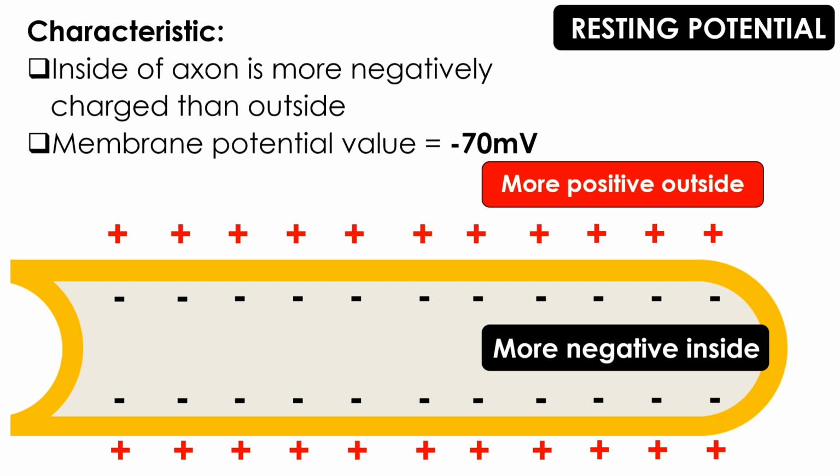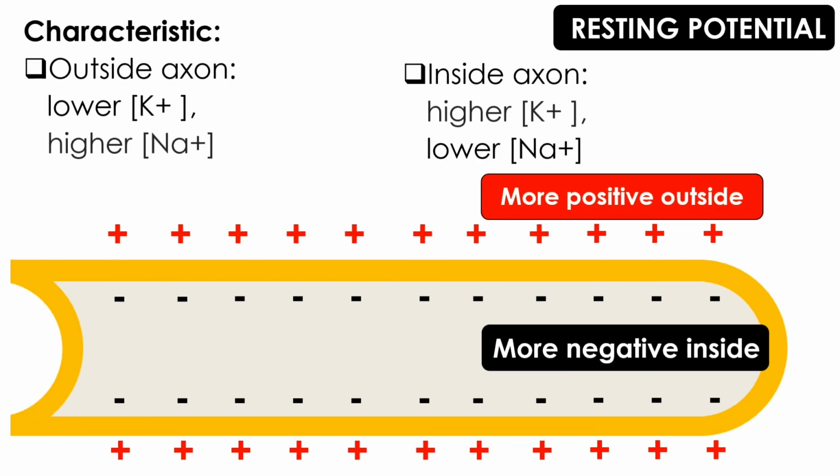We know that the membrane potential refers to the difference in the electrical charges across the membrane due to the different concentration of positively charged ions between the inside and the outside of the axon. At resting potential, the inside of the axon has higher concentration of potassium ions and lower concentration of sodium ions, while on the outside of the axon there is higher concentration of sodium ions and lower concentration of potassium ions.